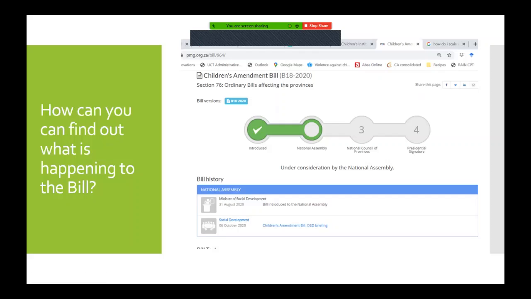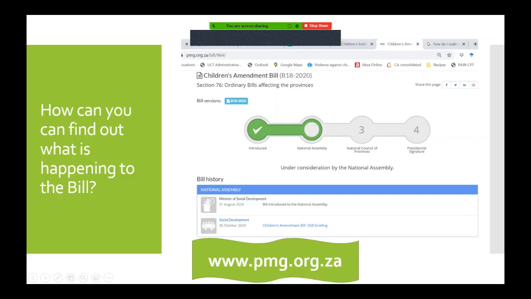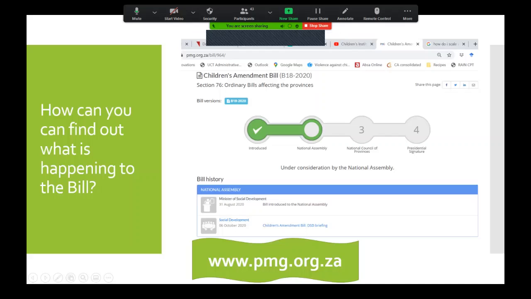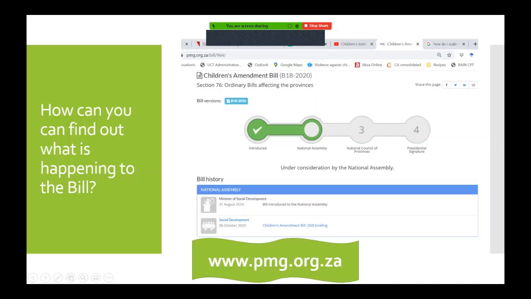You can follow, for those of you who were in the last workshop, you all know that this is a picture of the PMG website, which stands for the Parliamentary Monitoring Group. And here I've looked at the Children's Amendment Bill. Very important that you use the right number of the bill. So it's B18, it's 2020. And it shows you where the bill is at. It was introduced in Parliament, it's now with the National Assembly. You've got the details of all the discussions that the MPs have had about the bill and the latest copies of it.